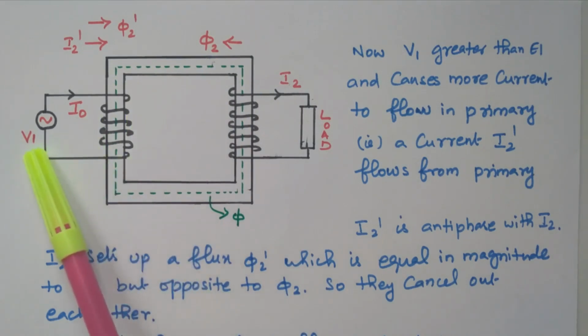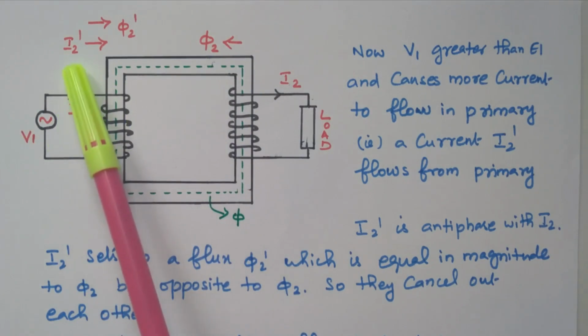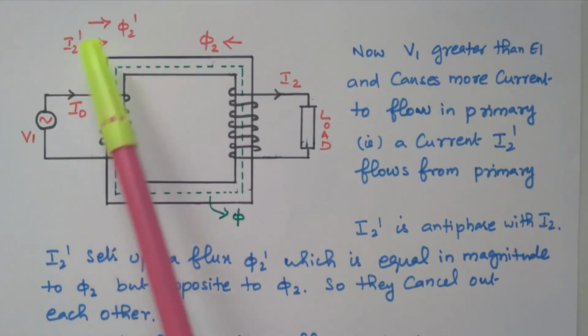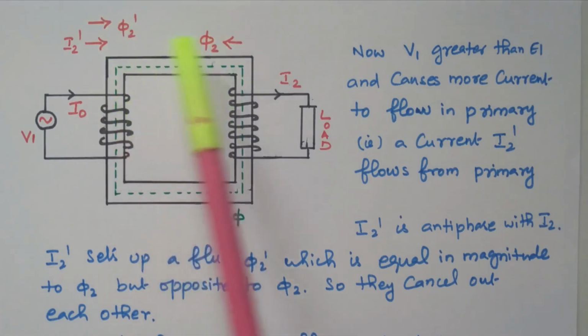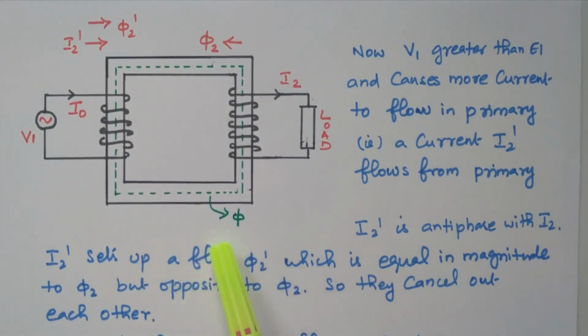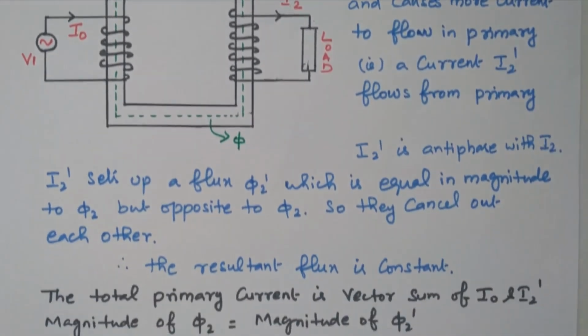But V1 is greater now. So it will produce one more current, I2 dash. That I2 dash will produce the flux phi 2 dash. This phi 2 dash and phi 2 are equal in magnitude and opposite, so they cancel each other. Finally, this phi is maintained constant. So that we are getting constant flux in the transformer. Now we will see the equations.